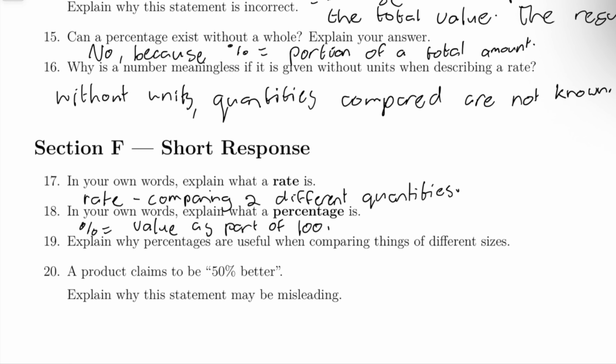So question 19, explain why percentages are useful when comparing things of different sizes. With percentages, it basically helps us to compare things fairly when the totals are different. For example, you can be tricked into thinking that 40 out of 50 is smaller than 70 out of 100. But in reality, when we convert them to percentages, they are 80% and 70% respectively. So we can really compare them fairly.